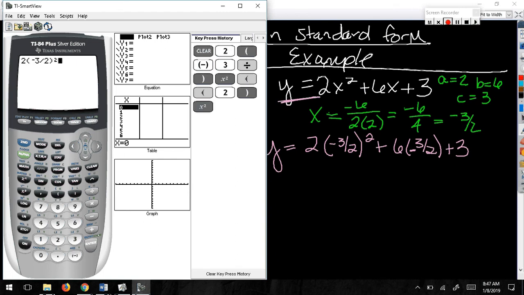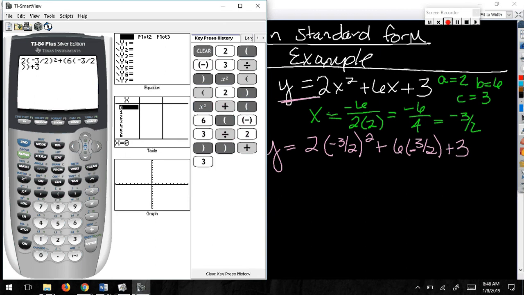Squared. Plus. Now, because I'm doing multiple things here, I'm doing 6 times a fraction, I'm going to put some parentheses around this middle term: 6 times negative 3 over 2. If it makes you feel better, you can definitely do this in parts. You can do the first term, the second term, and the third, and then add all 3 together.